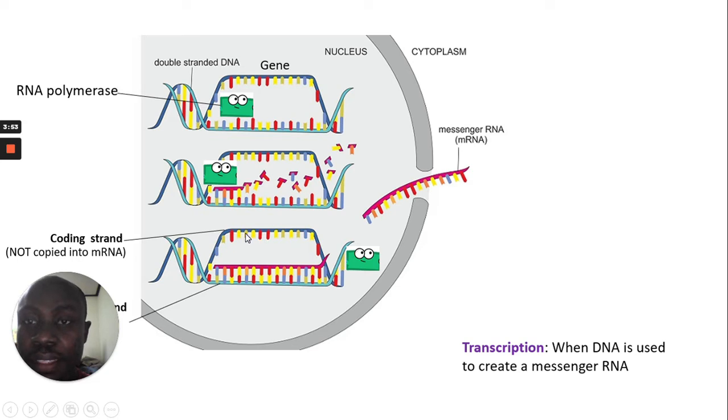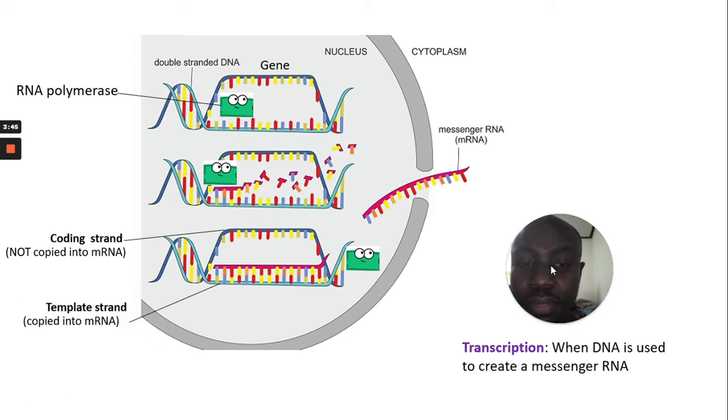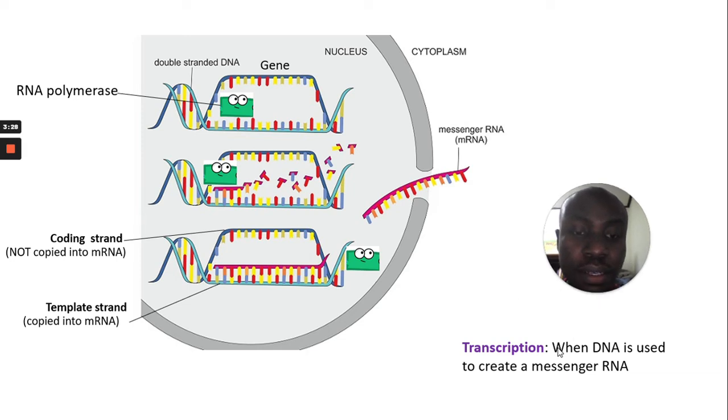Now we can see that the gene has two strands, the top strand and the bottom strand, and we use only one strand to make the messenger RNA. We call the strand which we use to make messenger RNA the template strand, and the one which we did not use the coding strand. Now this process is called transcription, when we copy the DNA into messenger RNA. After this, the messenger RNA will go into the cytoplasm.